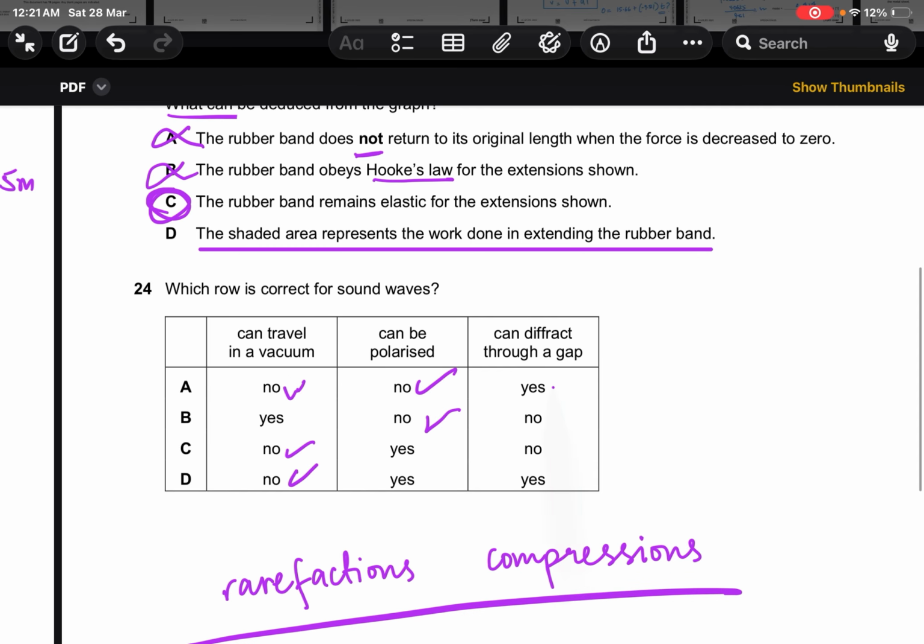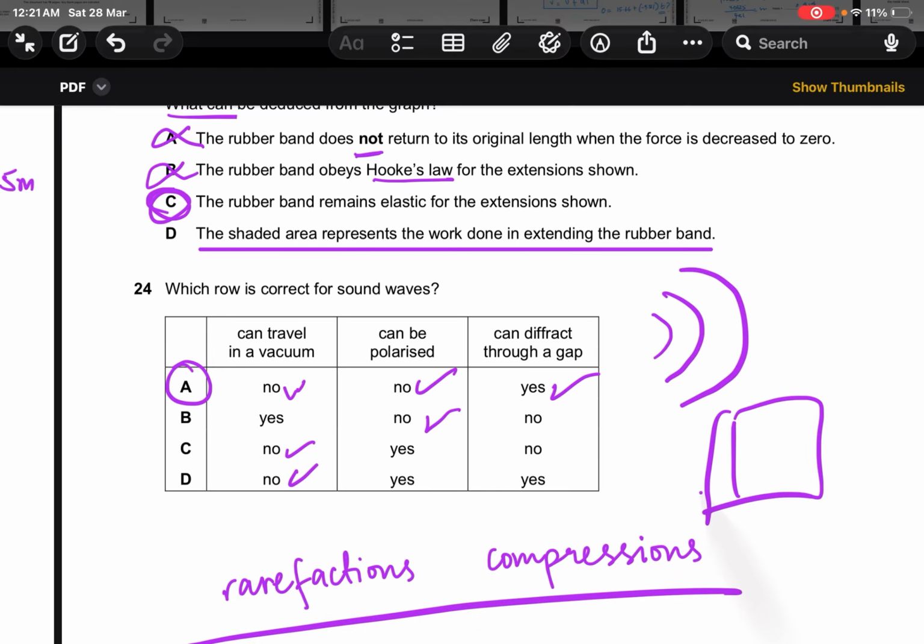Can diffract through a gap? Yes, sound waves can diffract. So, A. Because it shows wave-like properties, it can diffract, like it can bend like this. That's why you can hear from a door that's partially open: there's some gap, and the sound diffracts and stuff like that.